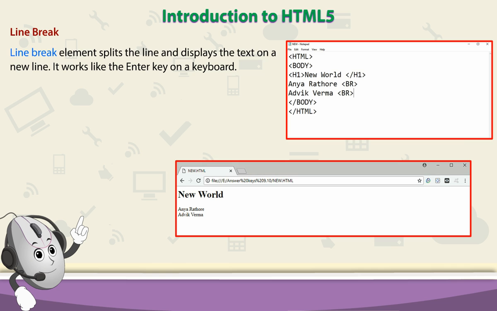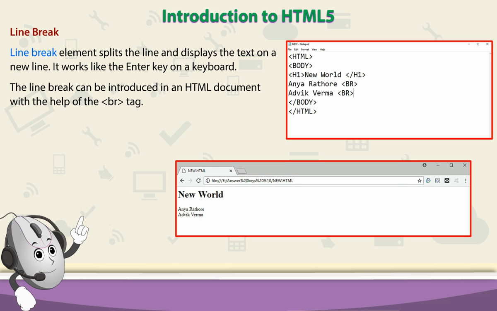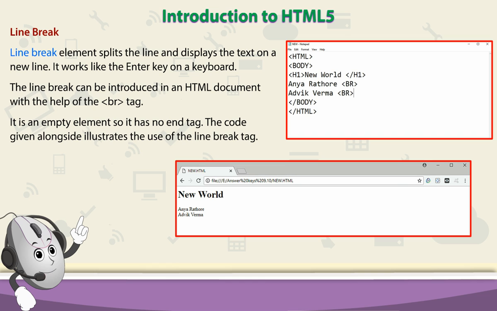Line break. Line break element splits the line and displays the text on a new line. It works like the Enter key on a keyboard. The line break can be introduced in an HTML document with the help of the BR tag. It is an empty element, so it has no end tag. The code given alongside illustrates the use of the line break tag.